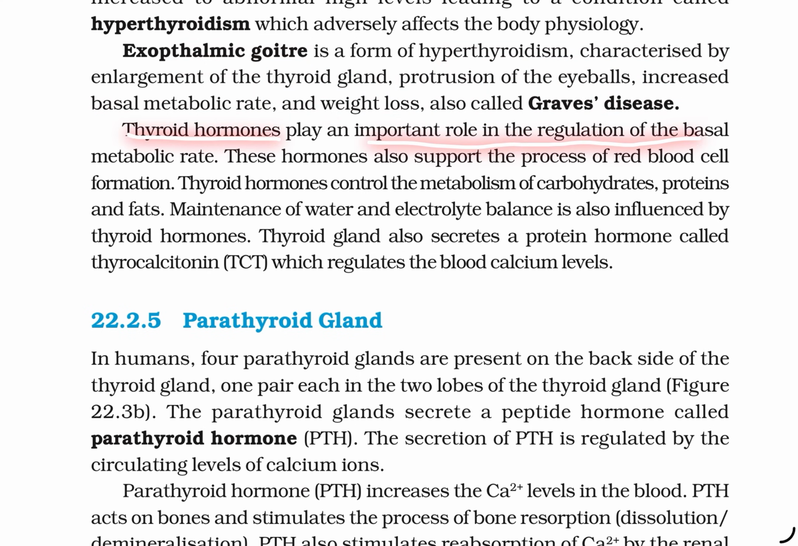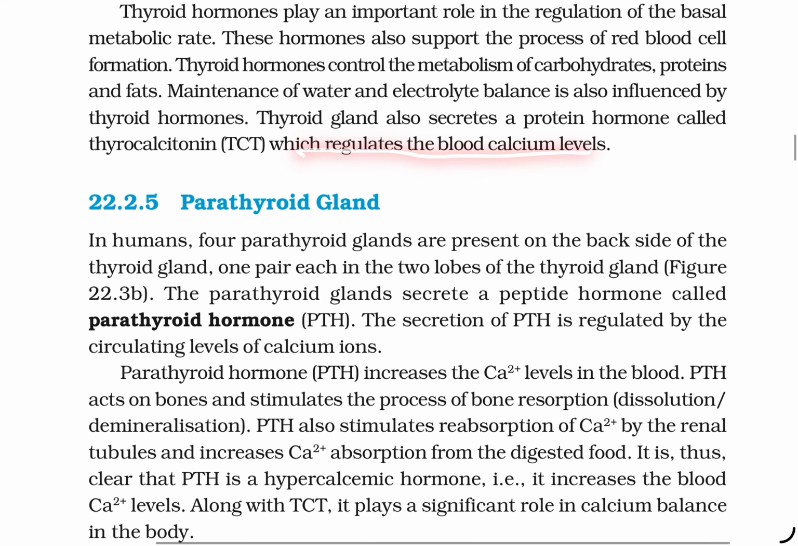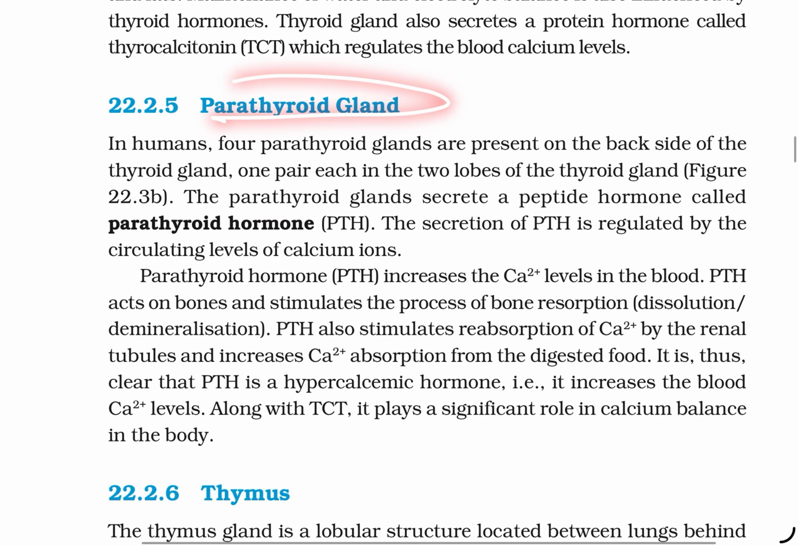The thyroid hormones play an important role in the regulation of basal metabolic rate, and these hormones also support the process of red blood cell formation. Thyroid hormones control the metabolism of carbohydrates, proteins and fats, and the maintenance of water and electrolyte balance. The thyroid gland also secretes a protein hormone called thyrocalcitonin, which regulates the body's calcium level.